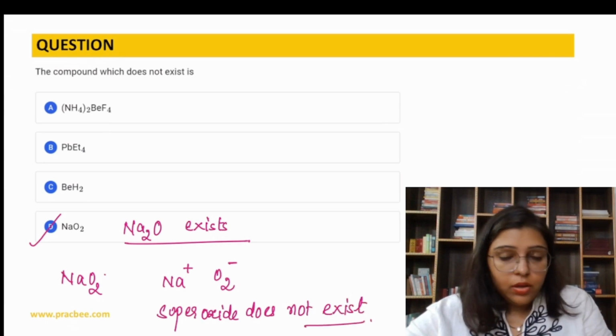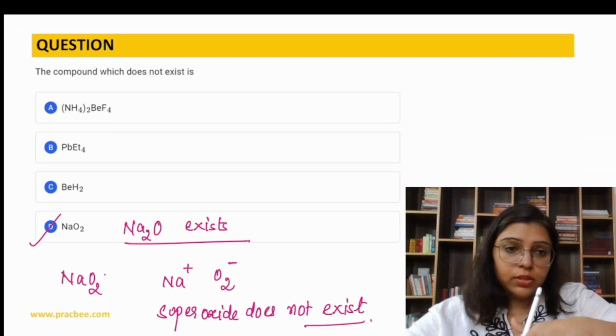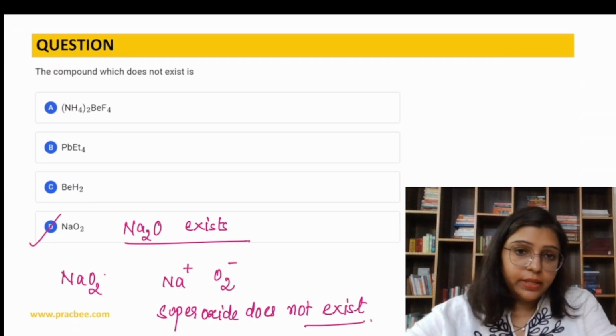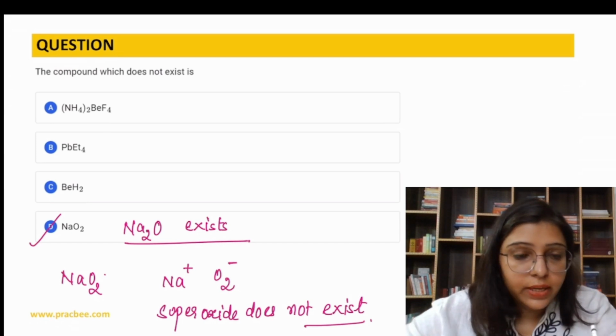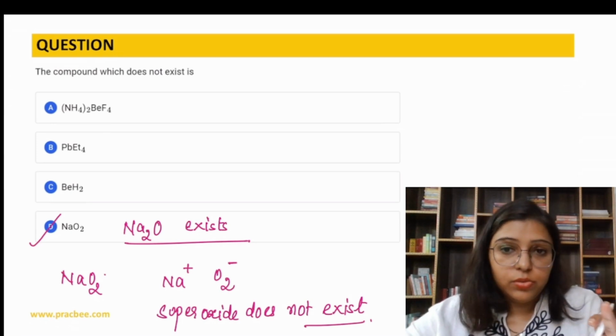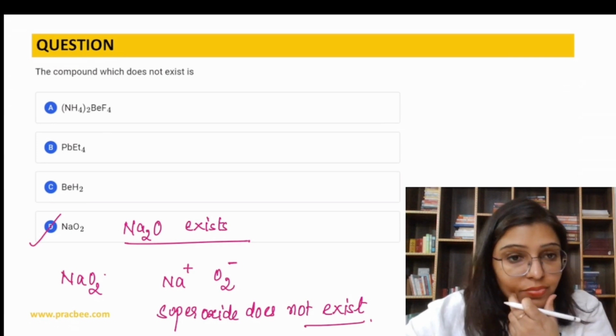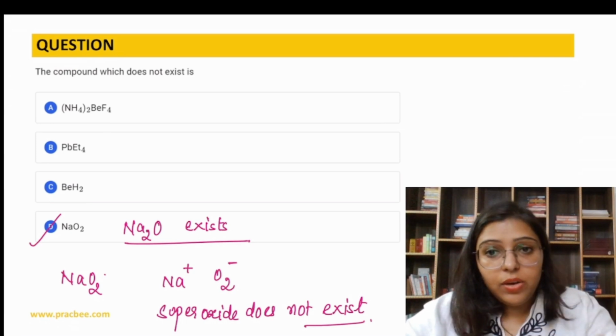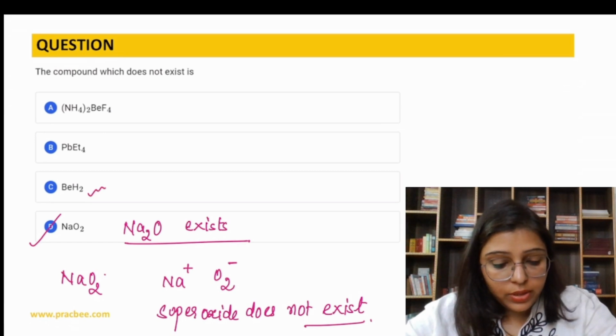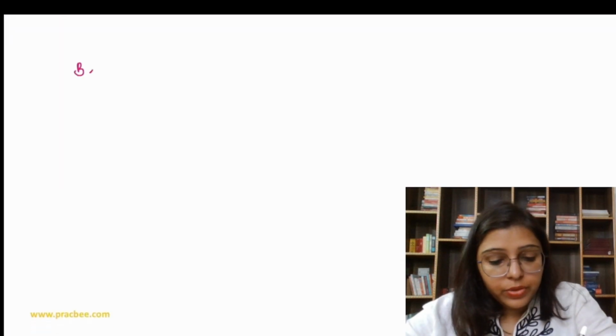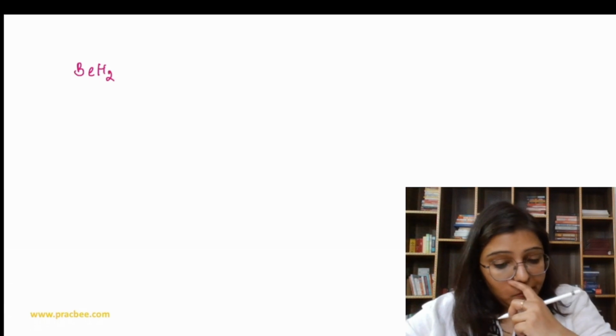Okay? So on moving down the group, superoxide tendency is going to increase. First we have oxide, then peroxide, and then we can have the superoxide. But sodium, we do not have superoxide, we only have the oxide. And now let's see whether BeH2 exists. Yes, BeH2 exists. How? See, BeH2.